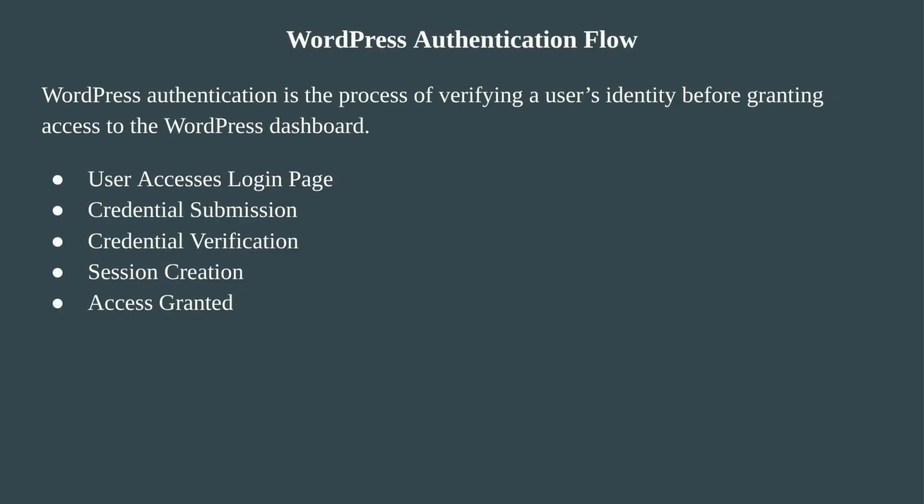Next, the WordPress authentication flow. The WordPress authentication process follows several steps. First, the user accesses the login page of the website. Then the user submits their username and password through the login form. Next, WordPress verifies these credentials by checking them against the user records stored in the database. Then WordPress creates a session and authentication cookies for that user. Finally, the user is granted access to the WordPress dashboard, where they can perform actions based on their assigned role.